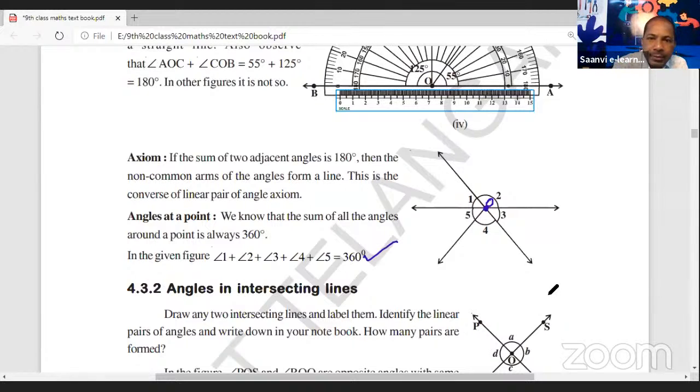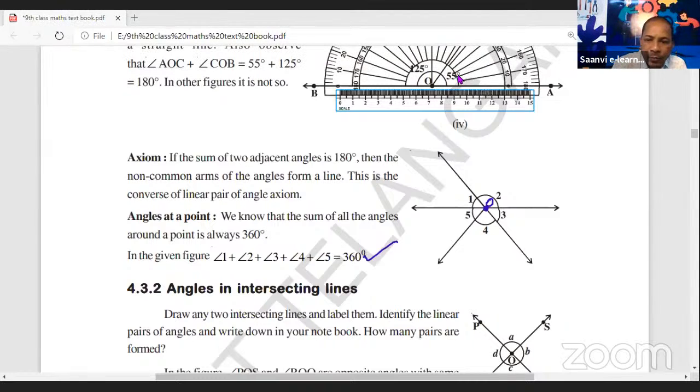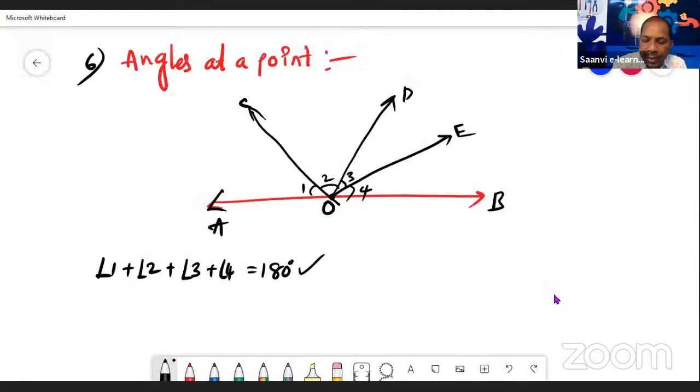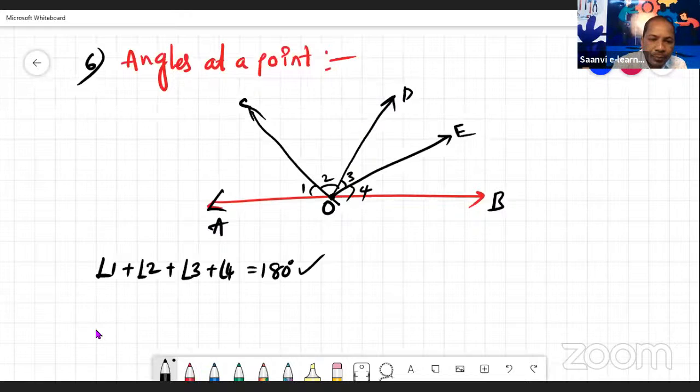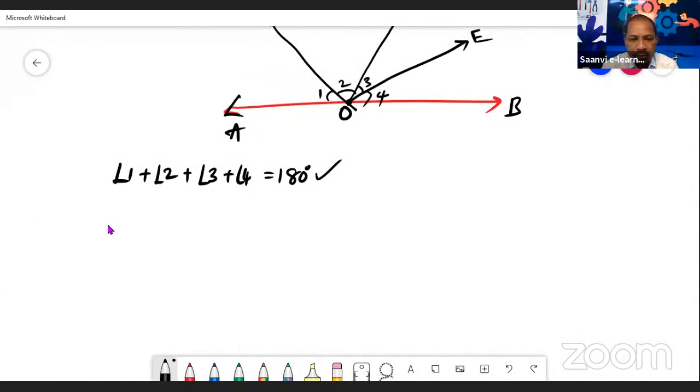So remember that angles at a point, we get 180 degrees. Angles at a point means if the angles are formed at a point on the same line, the sum is equal to 180 degrees. And when the angles are formed around the point, their sum is equal to 360 degrees. Angles around the point.